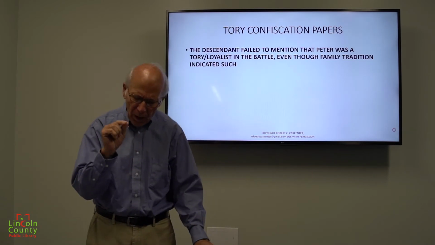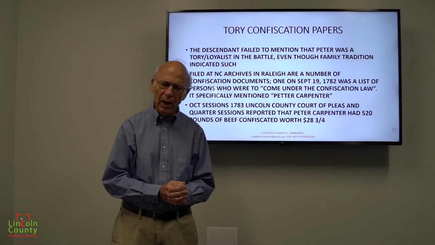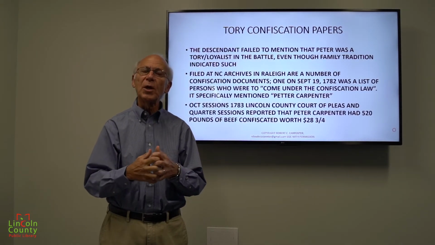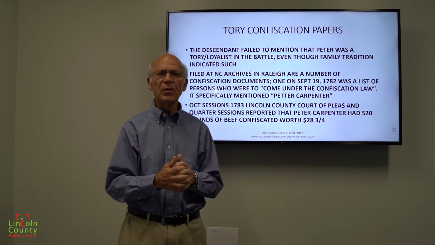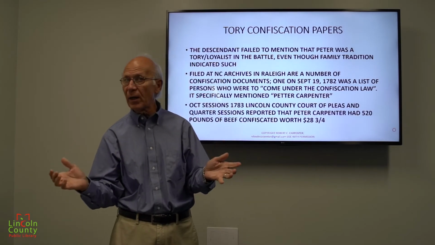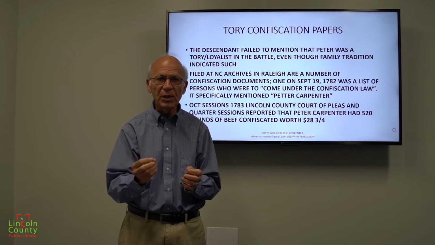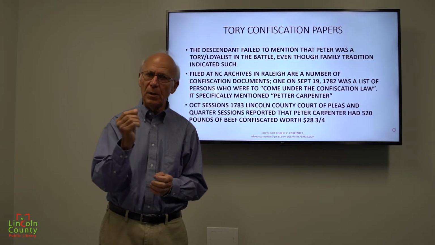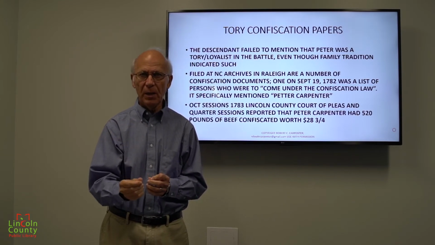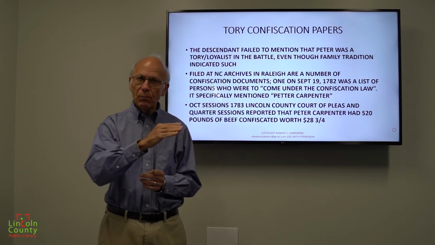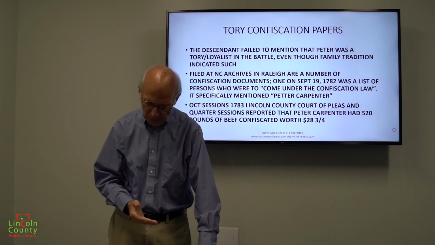So I immediately checked the North Carolina archives for confiscation documents. You see, during the war, times were so difficult that the General Assembly of North Carolina, and frankly all the other of the 13 original colonies, passed laws which said that if you were a loyalist, a Tory, supporting the British, you could have your property confiscated. And they laid out procedures for doing that. It could take land, it could take movable property, etc.